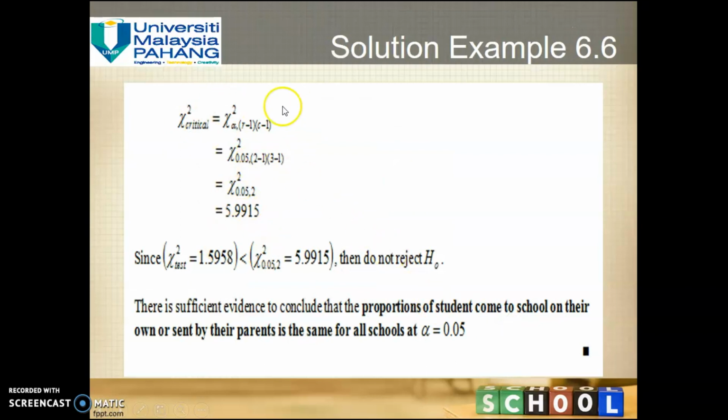So how to find the critical value? Similar: R minus 1 times C minus 1 for the degrees of freedom, and alpha as your probability value. Step 4, decision based on the rejection region. Step 5, conclusion. For the conclusion here, similarly, we write which statement you support, H0 or H1.